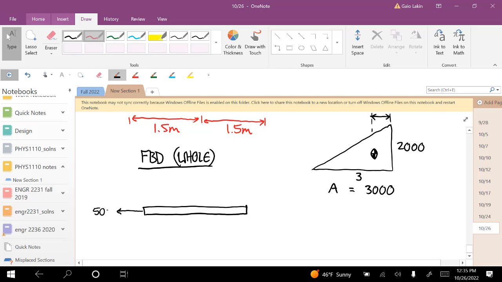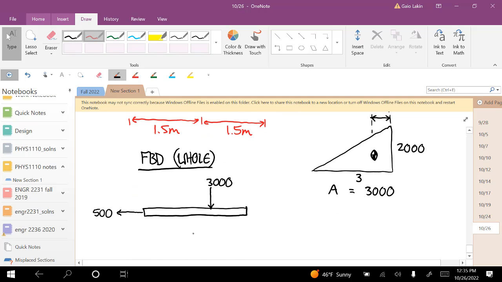And we have the 500 here. The 3,000 here. At the middle, we have the upward force, I'll call that RA. And then at the right end, we have the unknown vector that I'll call RB.